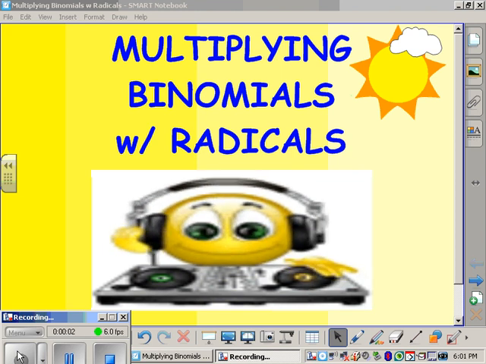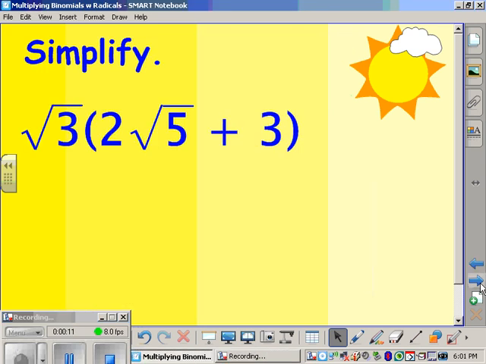In this lesson, you will learn how to multiply binomials with radicals. Let's take a look at the first example. In this problem, you want to distribute the radical 3 to each term in the parentheses.